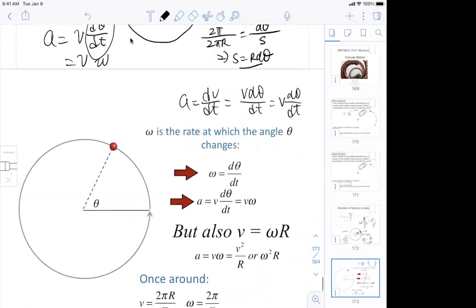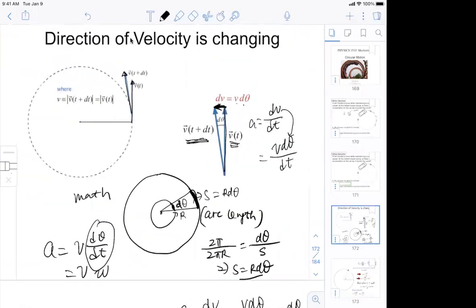All right. Okay, so that's all for today. Yes, Fabian, the direction will be toward the center of the circle, as it turned out. I'll see you guys next week.